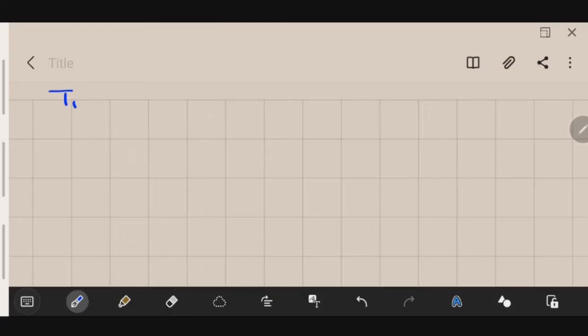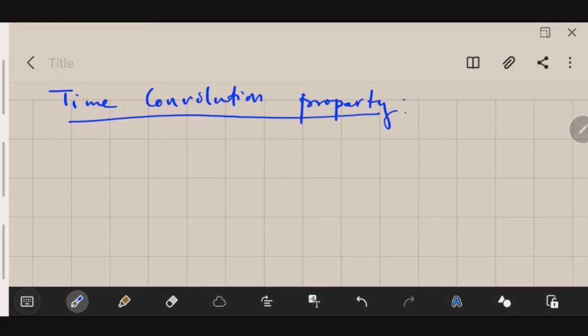Time convolution property of Fourier transform. Time convolution property. Okay, so please understand that this is a very important property of Fourier transform. Quite useful, and the digital filters etc that you see today are actually a direct result of this particular property of Fourier transform. Okay, so let us see how does it work.